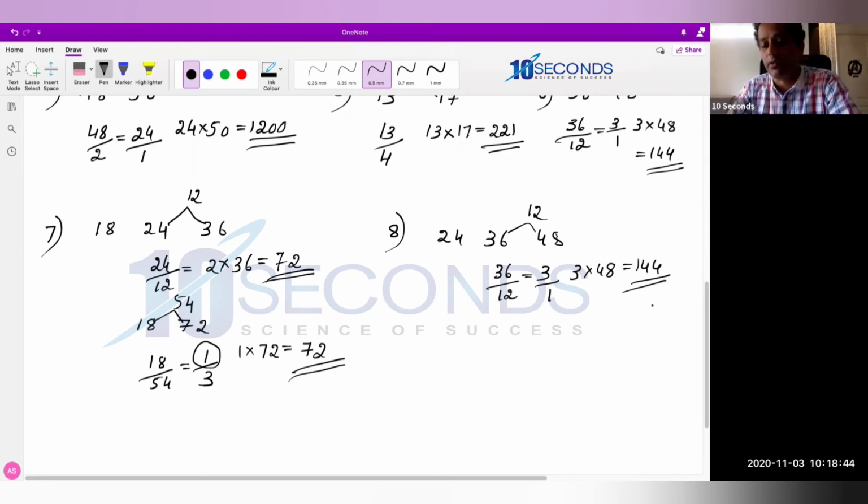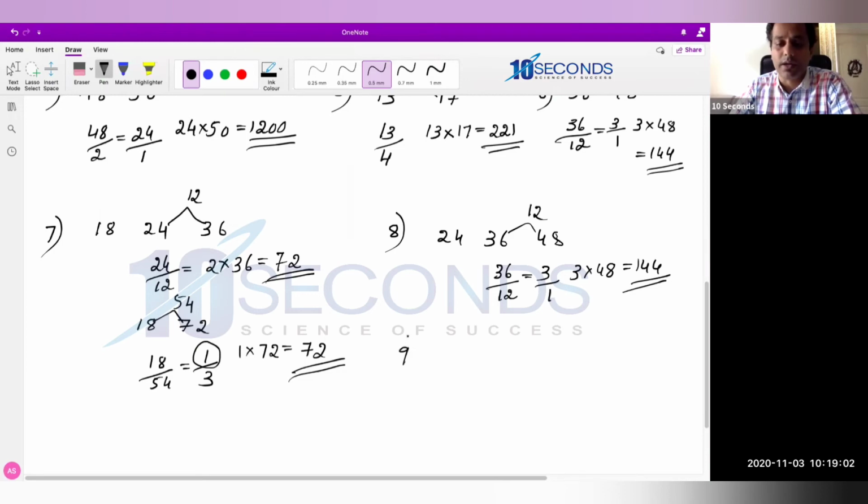144 is divisible by 24. No need to cross check it again. 144 is the answer. Even if you take 24 and 144, you'll get the same answer using the same shortcut. No need to waste time there.